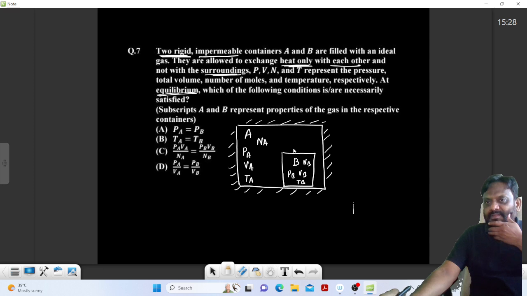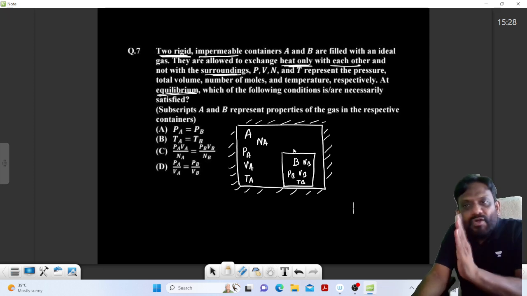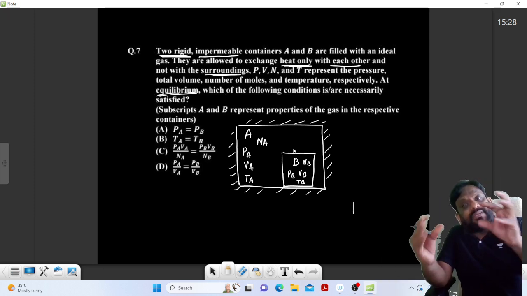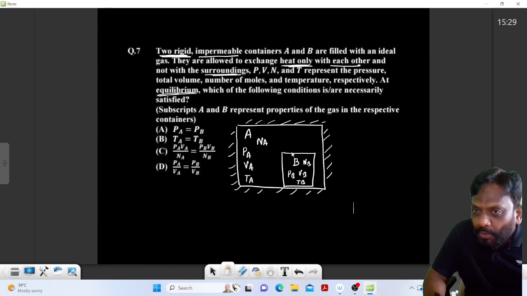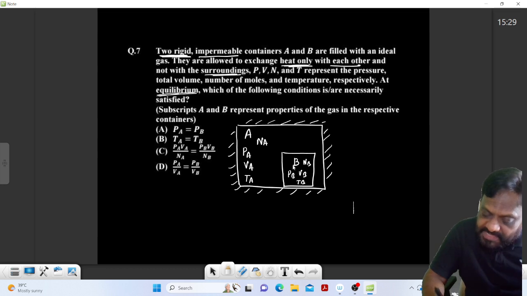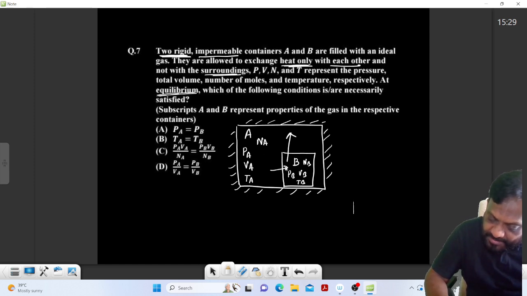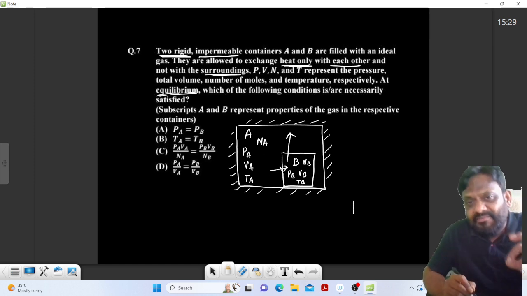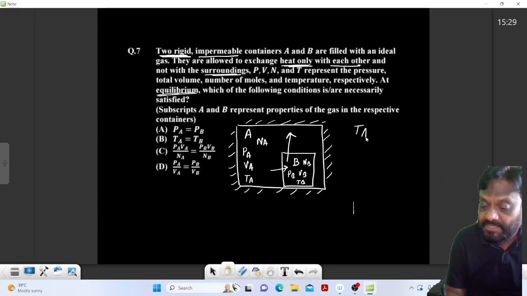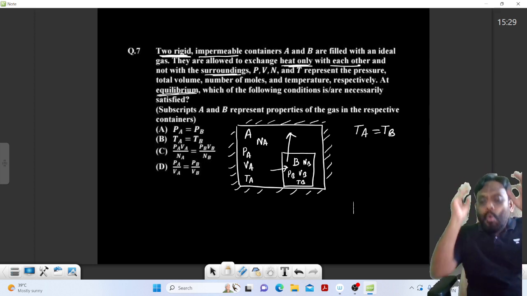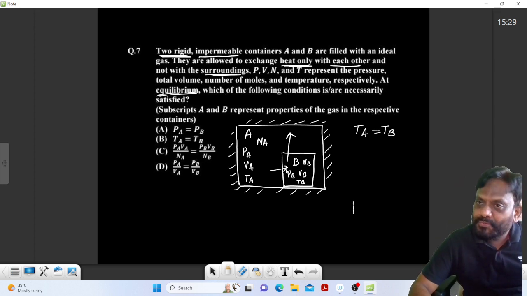Now tell me, it's not that the piston is moving or something like that. If that is the case, not only pressure is same, temperature is also same, but here they are not in direct contact. Suppose this temperature TB is more, then there will be a transfer. If TB is more, it will be transferred like this. If TA is more, it will be transferred like this in between. And finally, when they reach equilibrium, what will be same? Only temperature is same, because he says there is only heat transfer between these two.